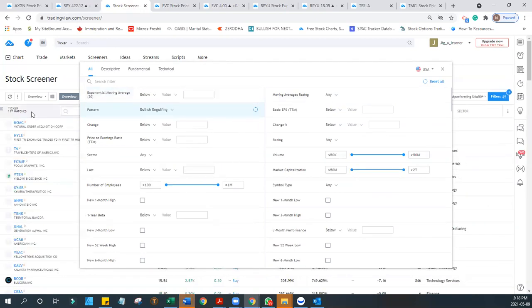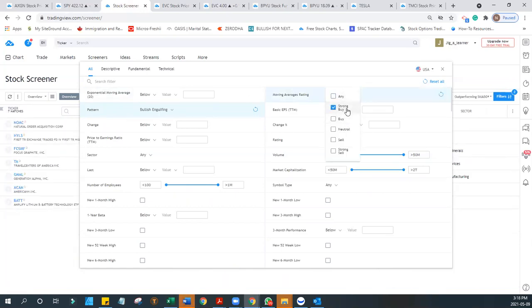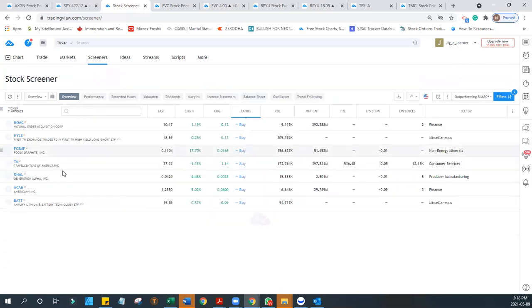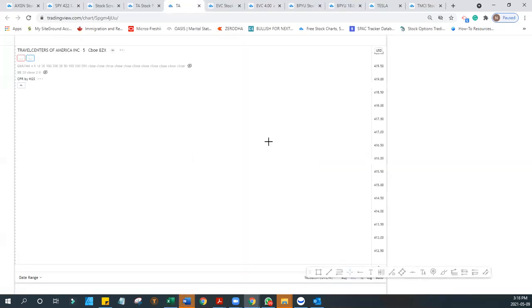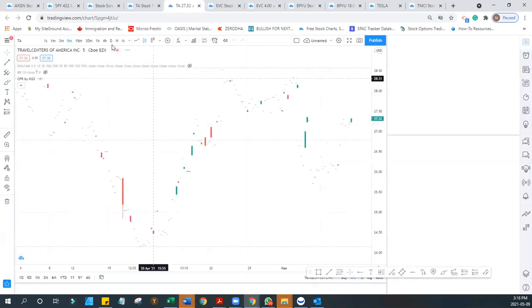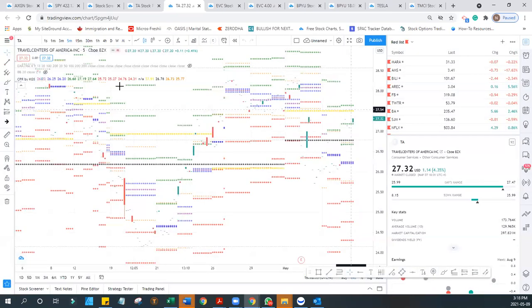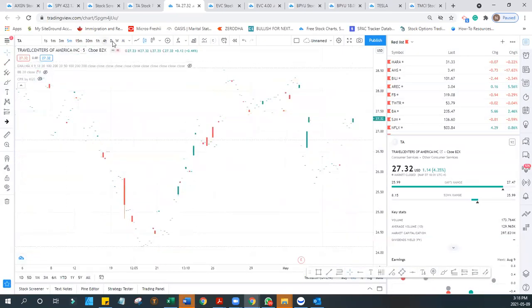Like there are like 117 patterns. Like once you have the bullish engulfing, that means it's bullish. Now what you need is just a strong buy. Okay, now what we have is H. This is ETF. This is TA, right? Let's say TA, Travel Center. And so you need to spend the time on the screen. The more time you spend on the screen, the better you will understand it.